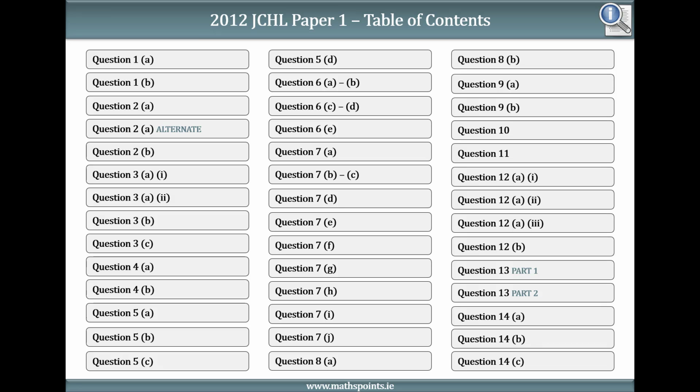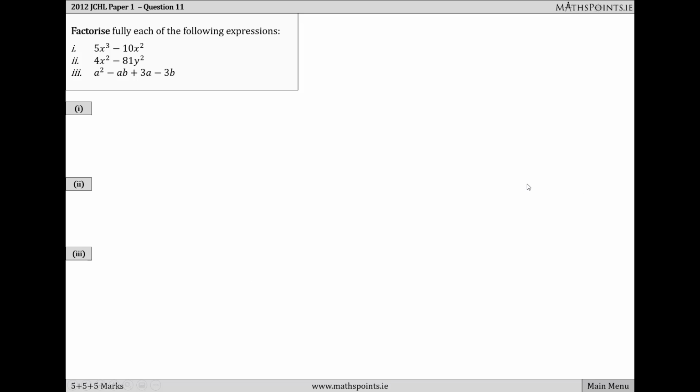So we're going to take a look at an algebra question from the Junior Cert Higher Level 2012 Paper 1, Question 11. So it's a question on factorising, and we're asked to factorise fully each of the following three expressions.